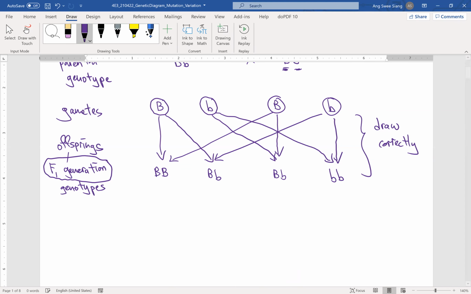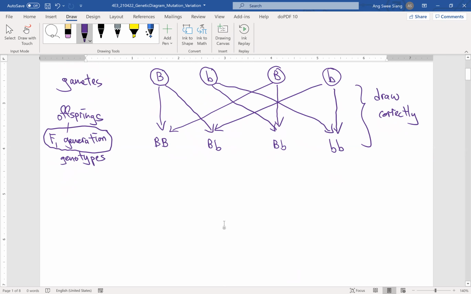Now, the next row, we are not done yet. The genetic diagram has many rows, so this is still not the last one. After you talk about genotype, you talk about F1 generation phenotype.